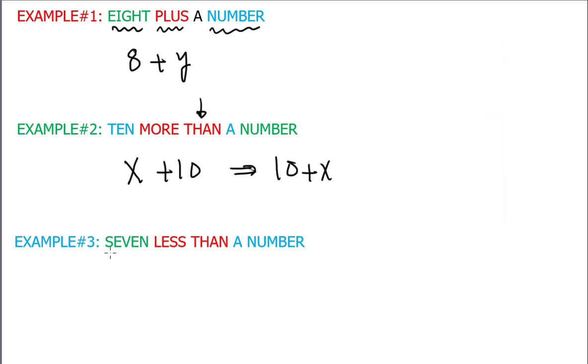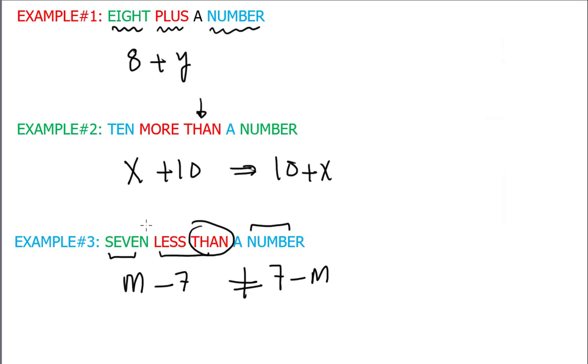Now we have 7 as a numeric. Less than indicates subtraction. Since we're using the word than, we reverse the order. We could not write 7 minus a number. We have to write the number, which is m, minus 7. This is not the same as 7 minus m. Always look for the word than. If you see the word than, reverse the order: what comes after the than is written before it.